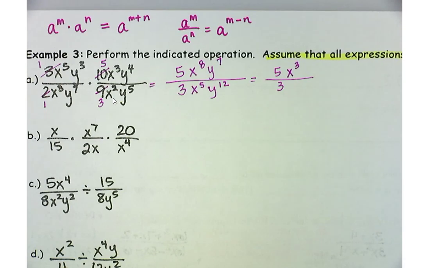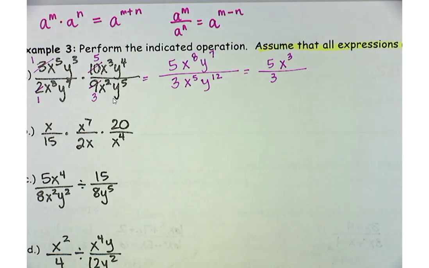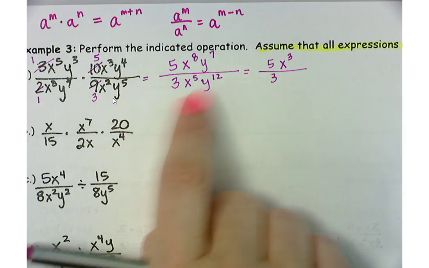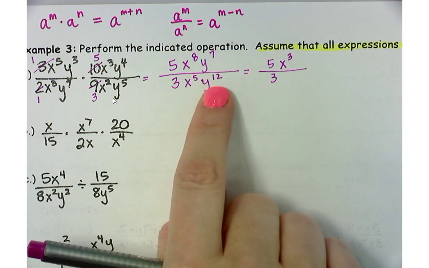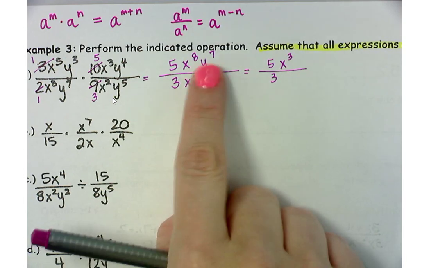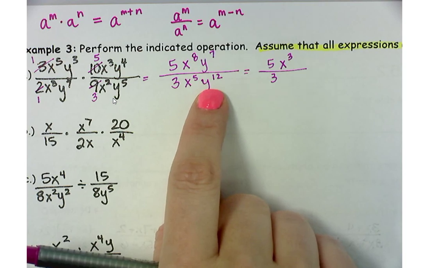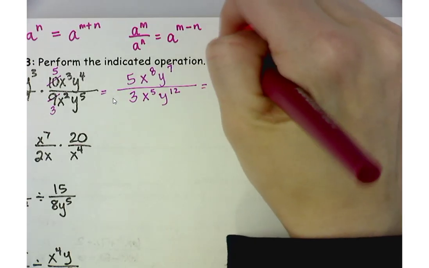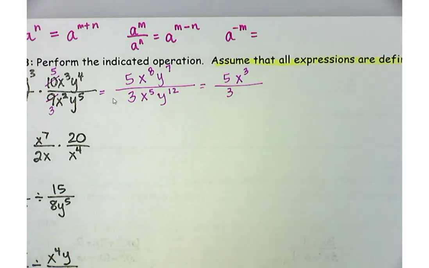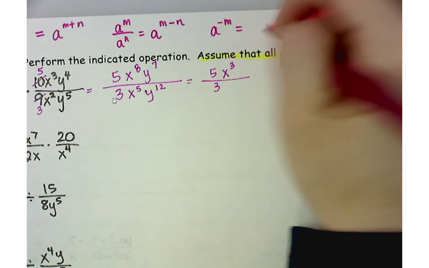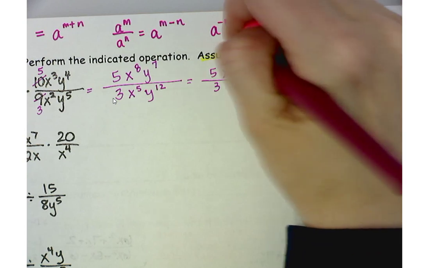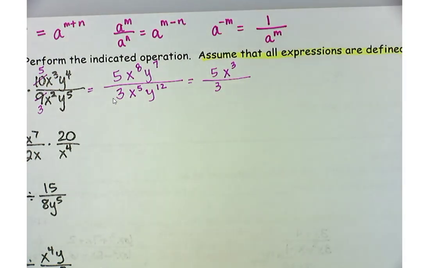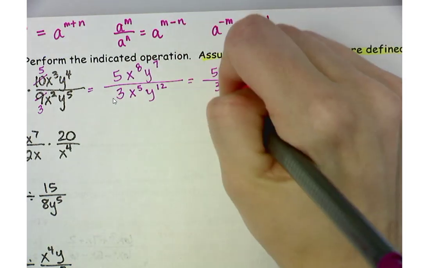On the bottom, I am going to have 7 minus 12 for the y's. 7 minus 12 is negative 5. Whenever you have a negative, so let's say I had a to the negative m power. Do you guys remember how you simplify a negative? It's the reciprocal, and you change the exponent to a positive. So if I had y to the negative 5, to make it positive, the reciprocal would place the y in the denominator.